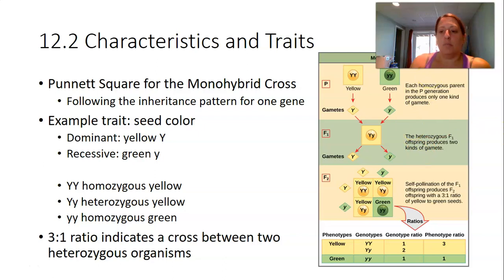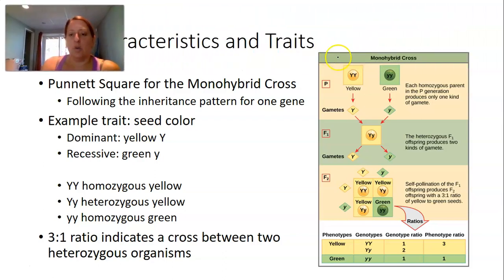Okay, so let's do some Punnett squares. We haven't done this yet. So let me move this over here. Okay, so again, we're still working with the common garden pea plant, but now we're looking at pea color. Okay, and so peas can either be yellow or green, and yellow is dominant to green.